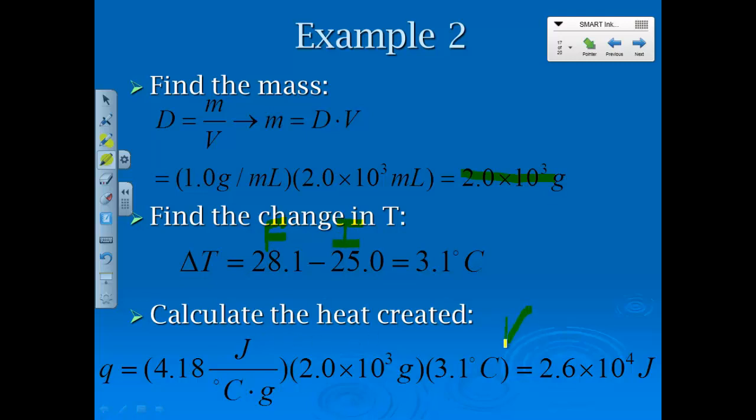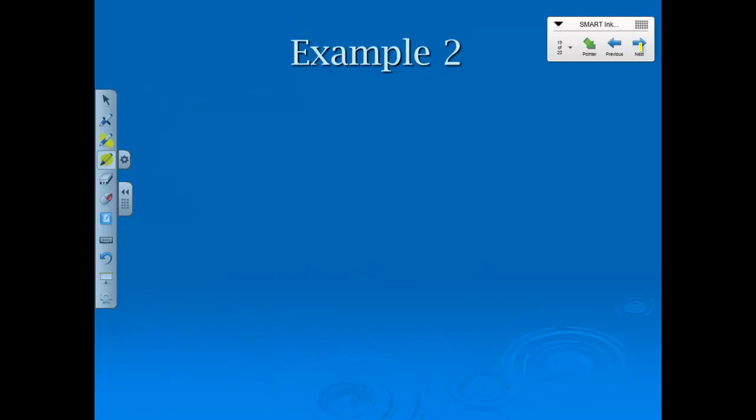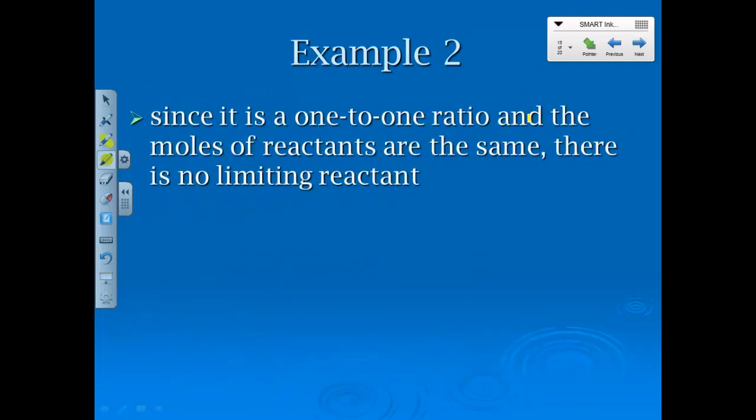The only thing I don't like about the way that I typed this up is that I did not show you the equation first. You want to write your equation, which is going to be Q is equal to the specific heat at constant pressure times the mass times the delta T. Okay?